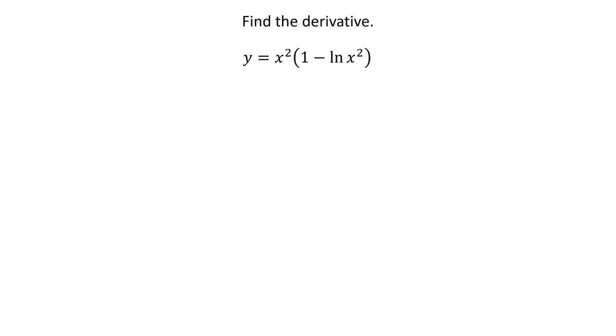Let's do some more examples of differentiating the natural log function. Here we're asked to find the derivative of y equals x squared times the difference, 1 minus ln of x, squared. This is a product, so we'll have to use the product rule.